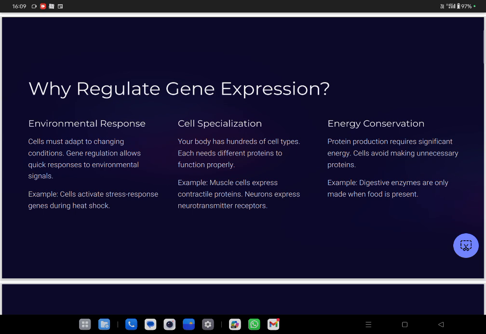Next is energy conservation. As we know, protein production requires significant energy. Lots of ATP is utilized. So cells avoid making unnecessary proteins. For example, digestive enzymes are only made when food is present.